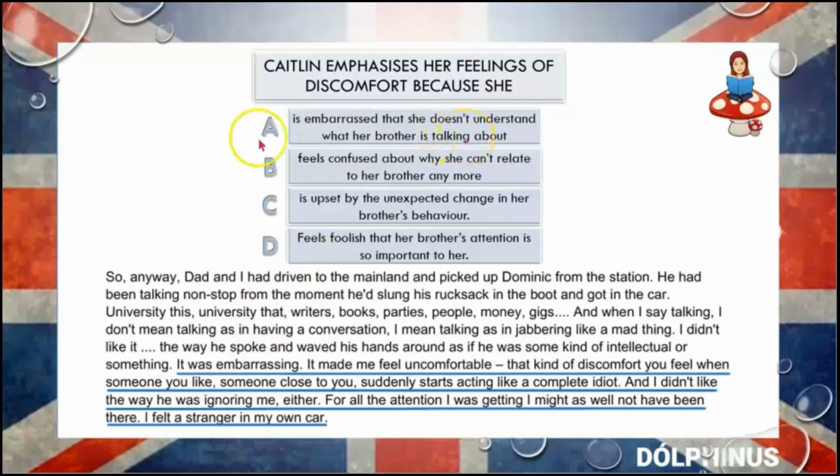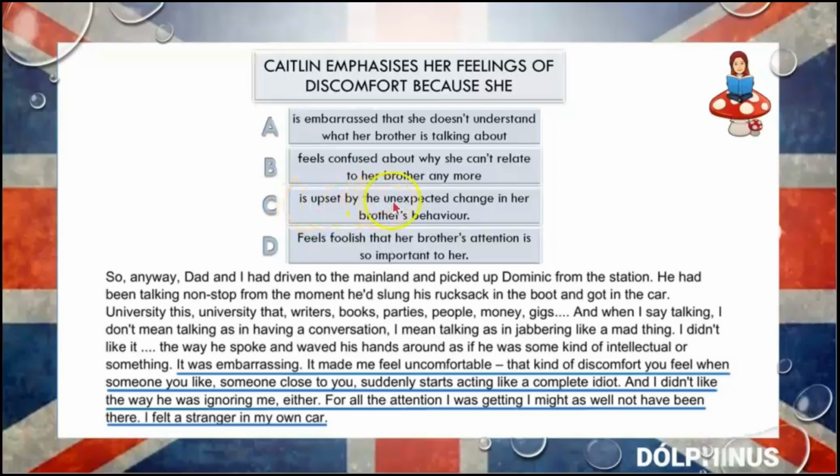So A is incorrect. B feels confused about why she can't relate to her brother anymore. Well, in the text, she does mention that she didn't like the way he was ignoring her and that she felt a stranger in her own car. But where does it say that she feels confused? Nowhere, no personal feelings are mentioned related to this. So B is incorrect.